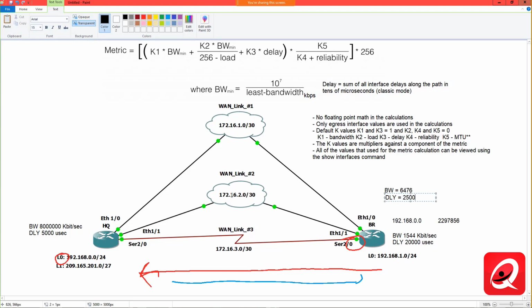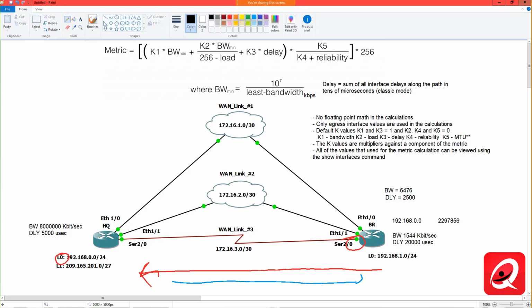20,000 plus 5,000 is 25,000 microseconds. All right. 25,000 microseconds, and then we divide that by 10 is 2,500 microseconds. So now we simply just add those numbers together, because again in our formula, because the default value of K2 is 0, that goes away. And because K4 and K5 are not used, that goes away. So we don't multiply here, we just simply drop that part of the formula.